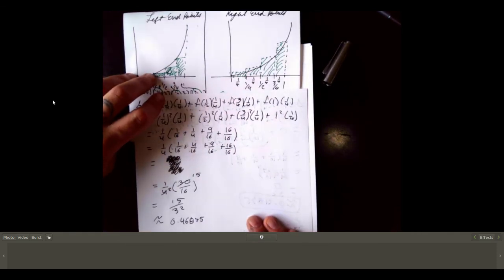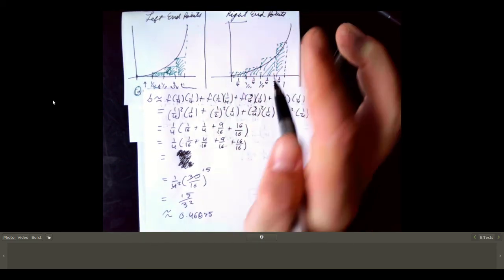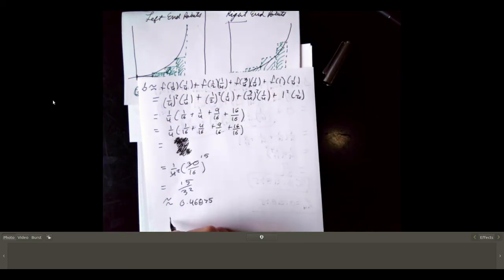0.46875. And just like before, how when we used our left endpoints and we called it L4, we used our right endpoints with 4 squares, so that means we would call this R sub 4. That's equal to 0.46875.